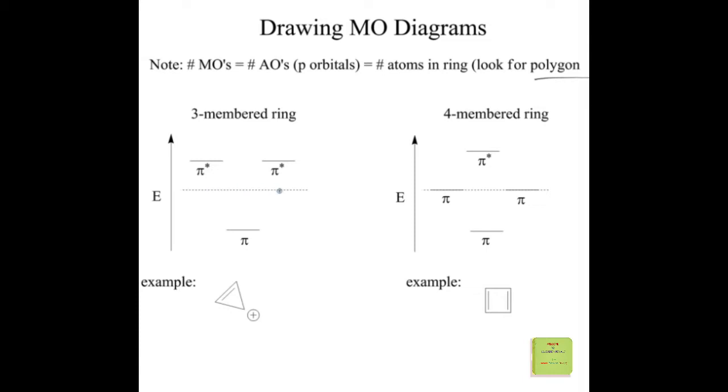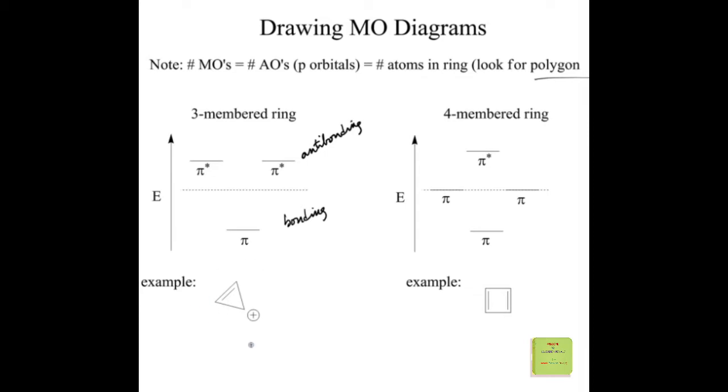Now I've drawn the non-bonding line here because it's kind of tricky to know what to do with 3 of them. It turns out that we have one that's low energy that's bonding, so we label that as a pi, and then we have 2 that are anti-bonding. That's what a 3-membered ring looks like. We're increasing in energy as we go up. So we have 1 pi and 2 pi stars.